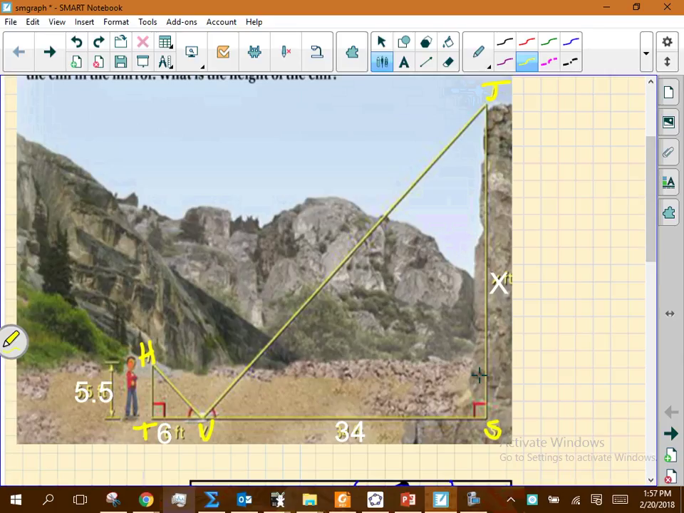As he's looking at that mirror and walking away, eventually the cliff, because of the angle of light coming off of that mirror, gets redirected into his eyes. Eventually, the cliff is going to be visible in the mirror. Does that make sense? At that point, he stops. So that's point T there, where he's standing.